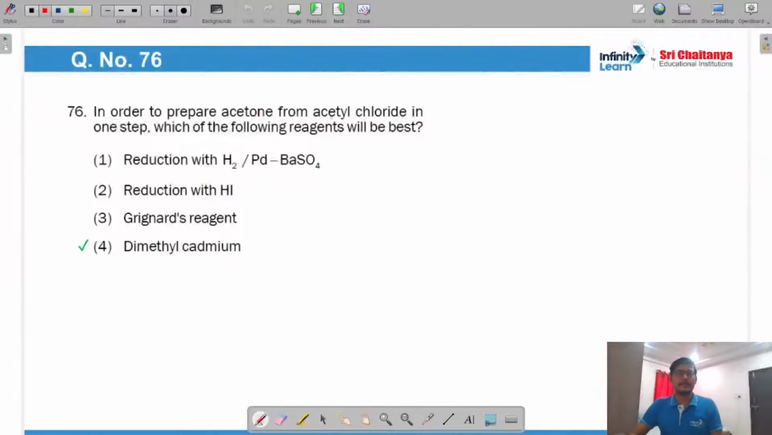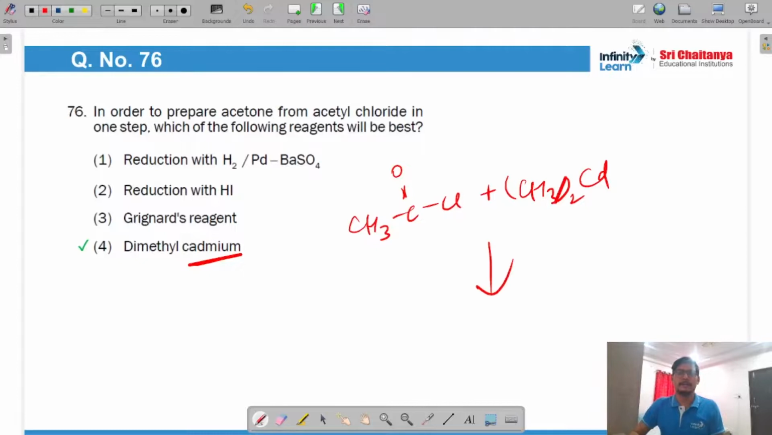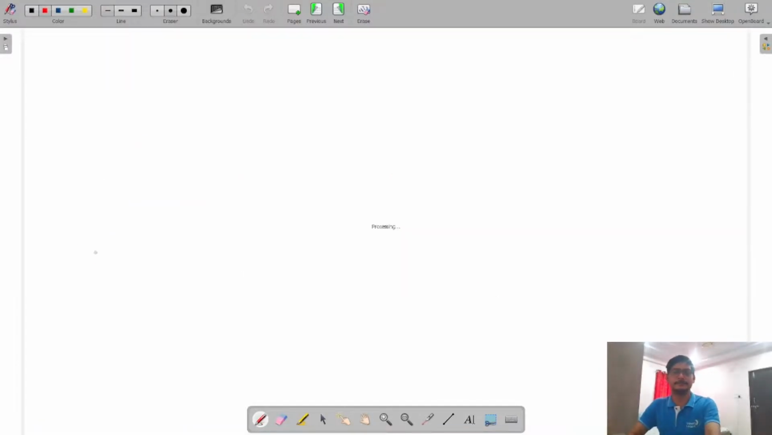In order to prepare acetone from acetyl chloride in one step, which of the following agents will work? Dimethyl cadmium, of course, because if you use dimethyl cadmium with acetyl chloride, there is a nucleophilic reaction, right? Methyl attacks and chloride leaves, resulting in the formation of acetone. Okay, so this is the correct answer.